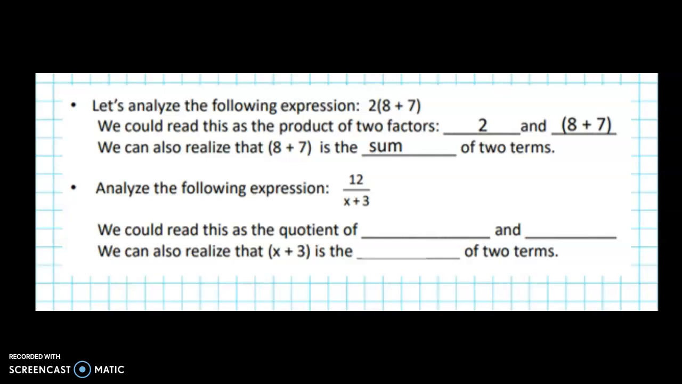Now, if we look at the second expression here, 12 divided by x plus 3, we can read this as the quotient of 12 and x plus 3, but we can also realize that x plus 3 is the sum of 2 terms.